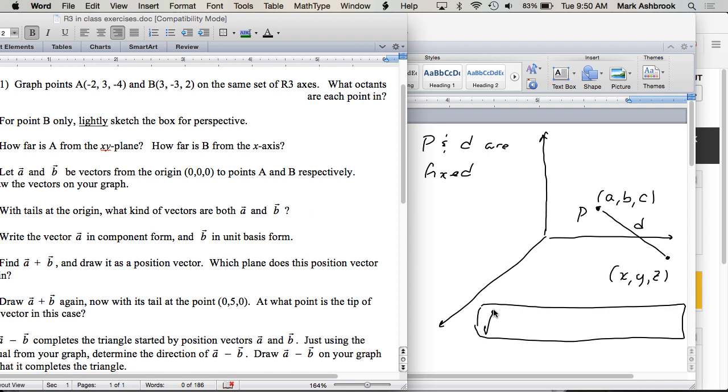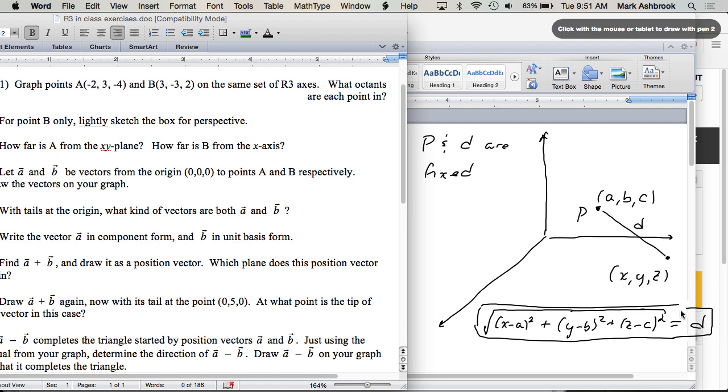Square root x minus a squared. All right. That it? Am I done? Okay, am I done? Equals D.